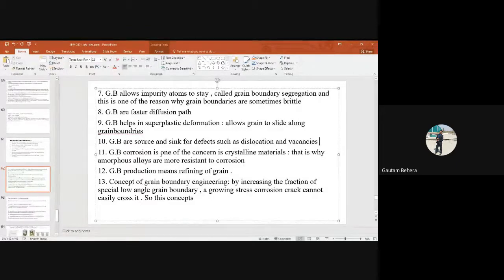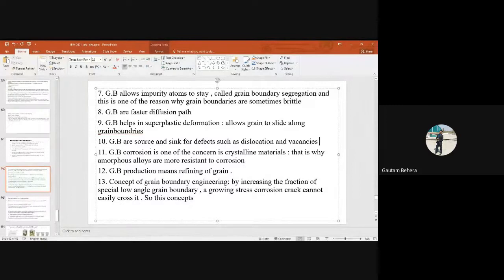Then grain boundary corrosion is one of the concerns in crystalline material. Corrosion is a degradation of the material. So grain boundary corrosion is very important. Material sometimes degrades along the grain boundaries.